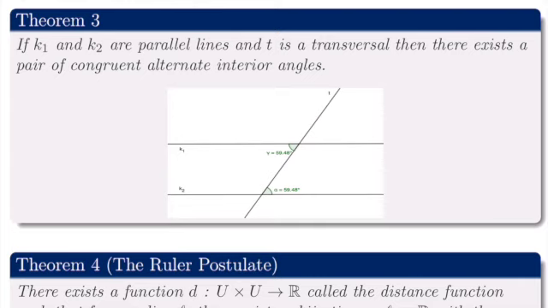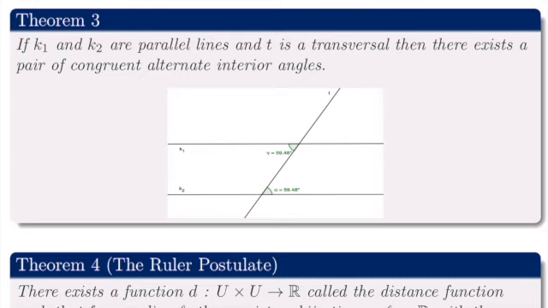Basically, this says if K1 and K2 are parallel lines and T is a transversal, then there exists a pair of congruent alternate interior angles. Right here in this picture, you see K1 and K2, they're parallel, and T is the transversal. The alternate interior angles, well, there's actually 4 of them, but we included just a pair of them, which is gamma and alpha. And you see, in fact, that they're 59.48, which is the same value as alpha. So let's move on.